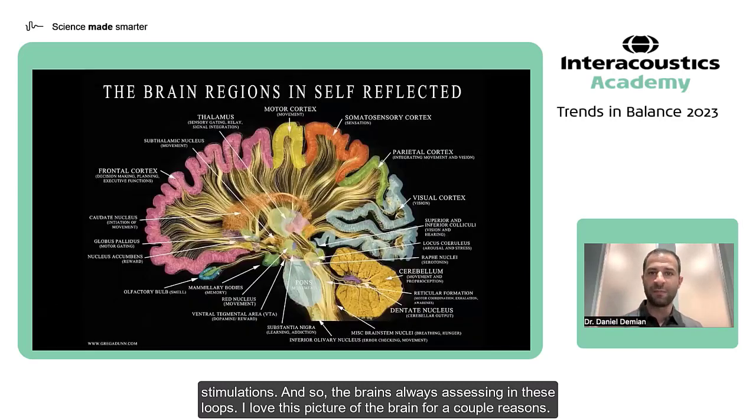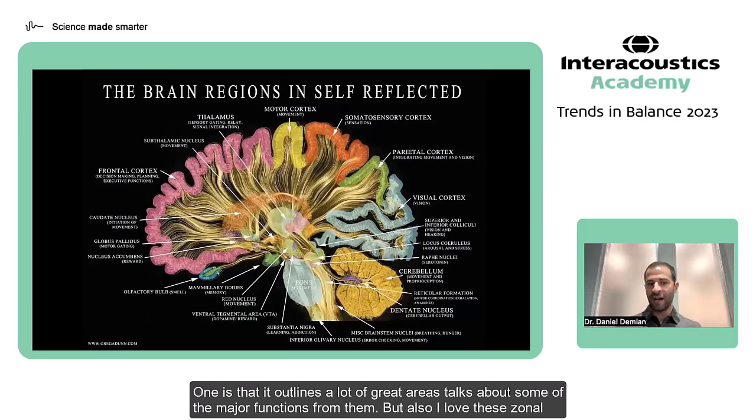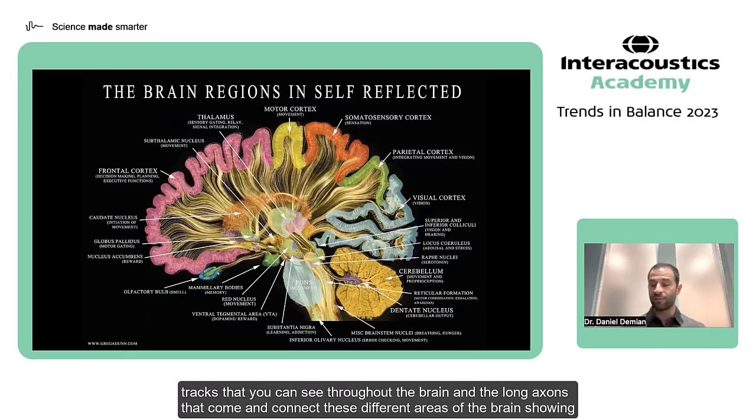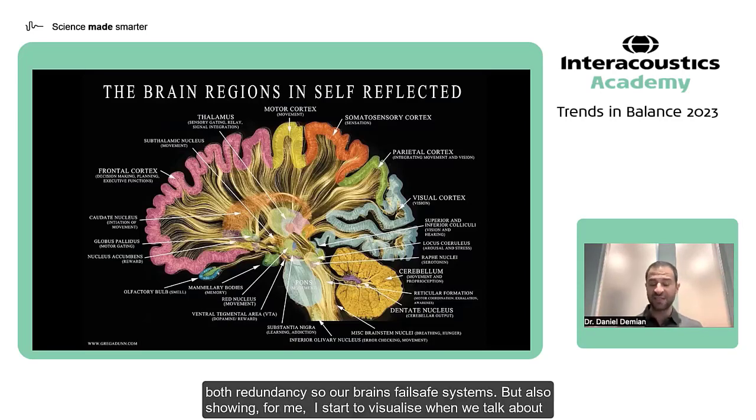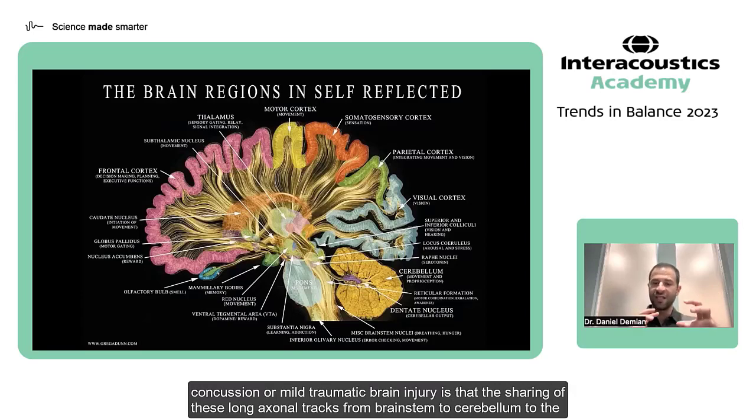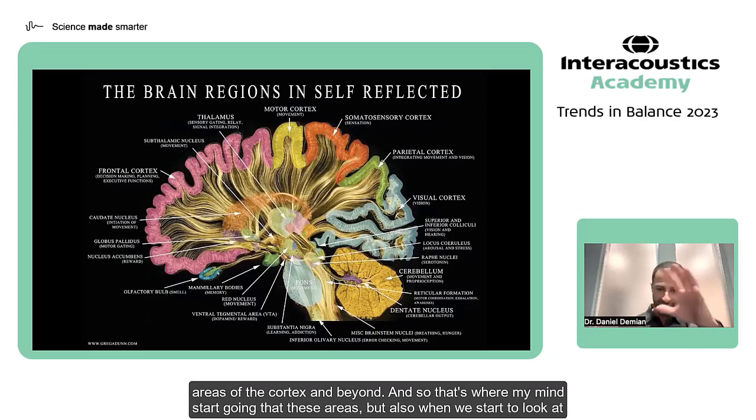I love this picture of the brain for a couple of reasons. One is that it outlines a lot of great areas, talks about some of the major functions from them, but also I love these axonal tracks that you can see throughout the brain and the long axons that connect these different areas of the brain, showing both redundancy, so our brain's fail-safe systems, but also showing, for me, really, I start to visualize when we talk about concussion or mild traumatic brain injury, the shearing of these long axonal tracks from brainstem to cerebellum to the areas of the cortex and beyond. And so that's where my mind starts going, that these areas.